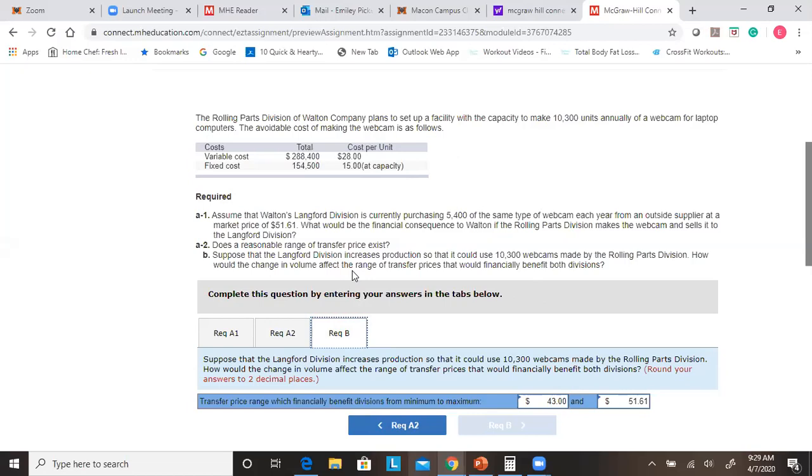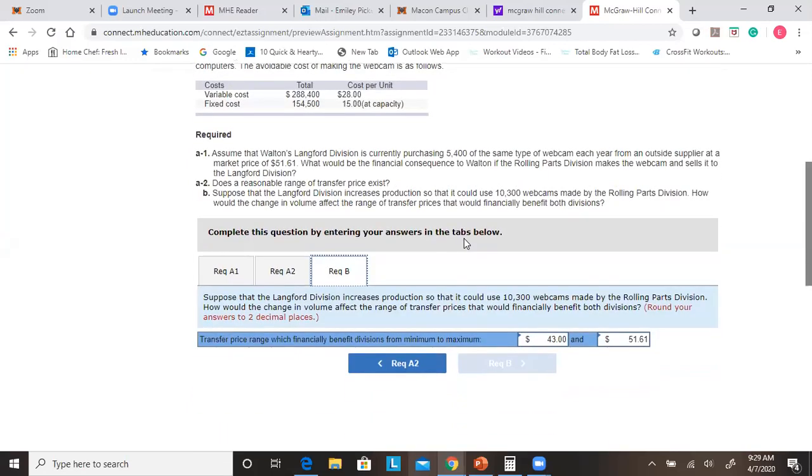And then number C, or B2, sorry. So the Langford division increases production so that it could use the 10,300 webcams. How would the change of volume affect the range of transfer prices? So now capacity does make sense.